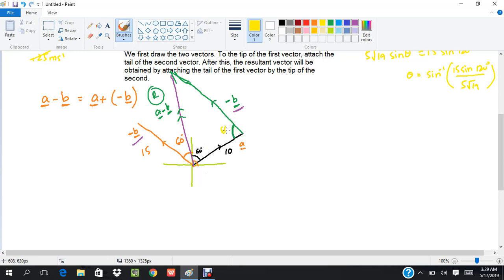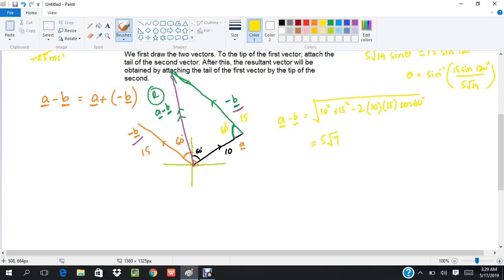So this angle would be 60 degrees. Again, we can use the cosine rule to find the magnitude of A take away B. A take away B is calculated by 10 squared, add 15 squared, take away 2 times 10, 15, cos of 60 degrees. The answer comes out to be 5 root 7. This is the magnitude. We still need to find the direction.